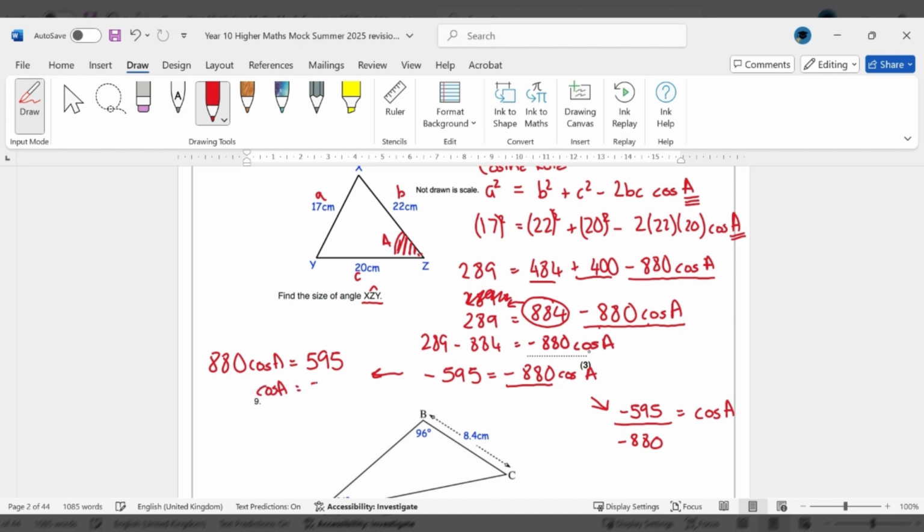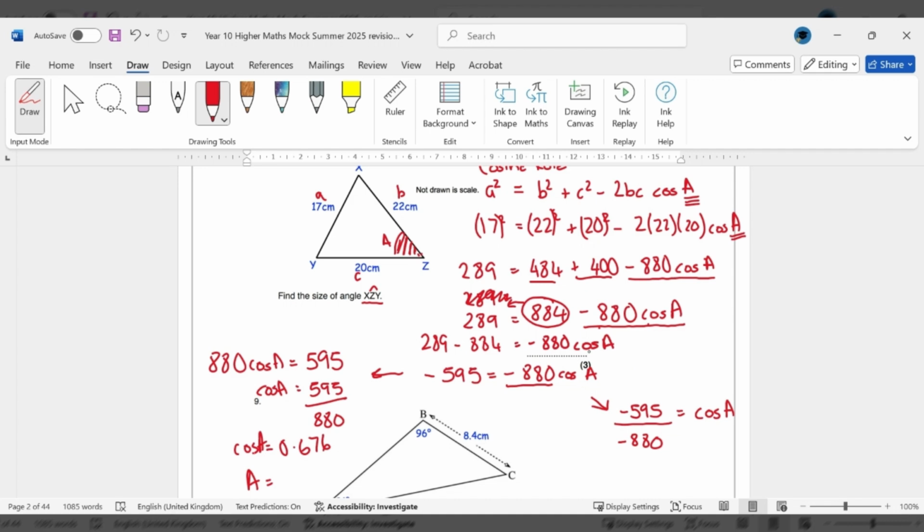Either way, a negative divided by a negative is positive, and a positive divided by a positive is positive. So cos A equals 595 divided by 880. I don't really want to be rounding this too much because it's not my final answer. 0.676, maybe an extra digit. But it's not cos A I want, it's A.